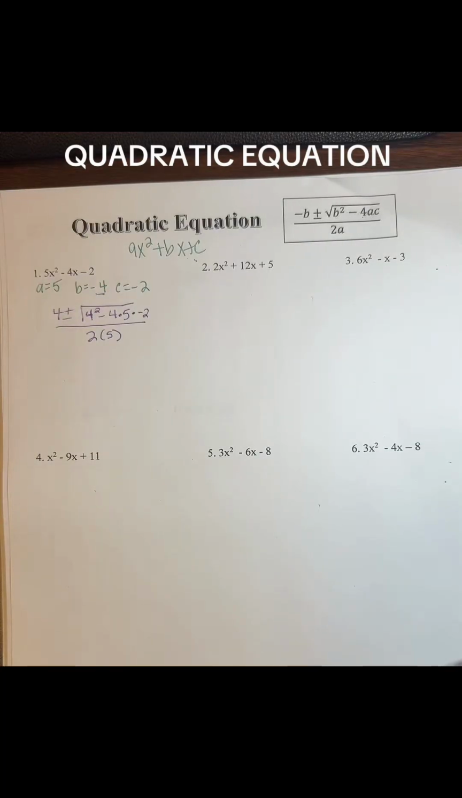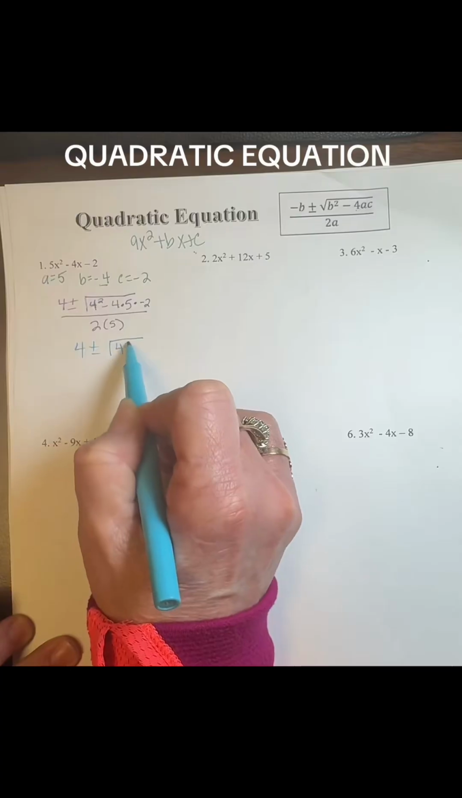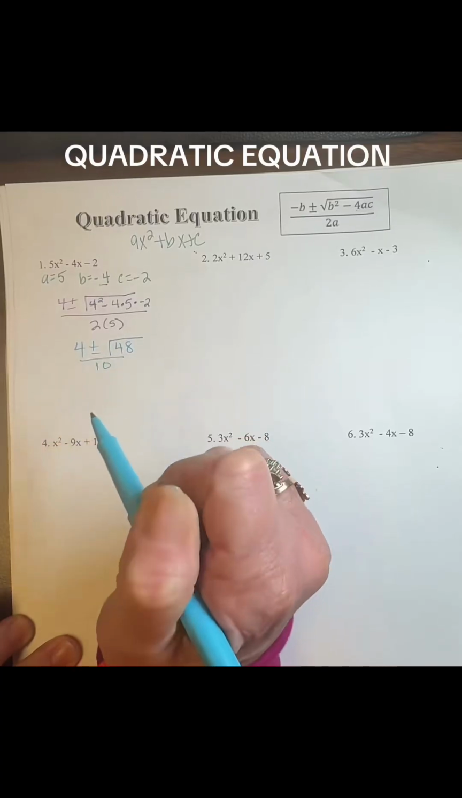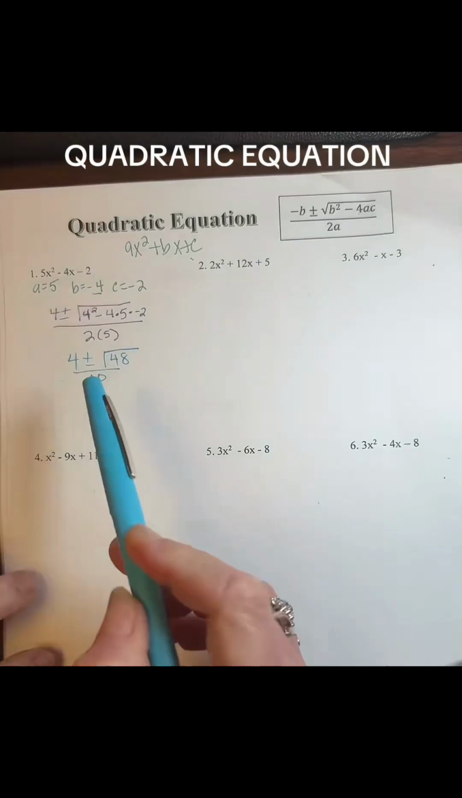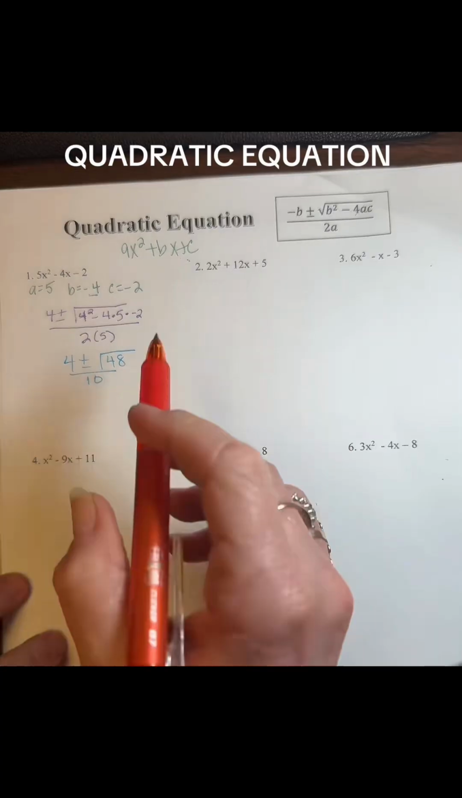So I put just this in the calculator, just like it is, and I'm going to get, let's see what color I want to use. I'll go with this teal. Then I'm going to get 4 plus or minus the square root of 48 over 10. Now, I have to break down this 48. And I'm going to use perfect squares.